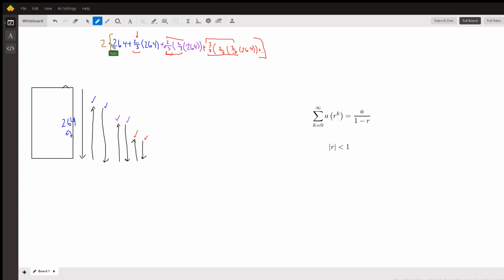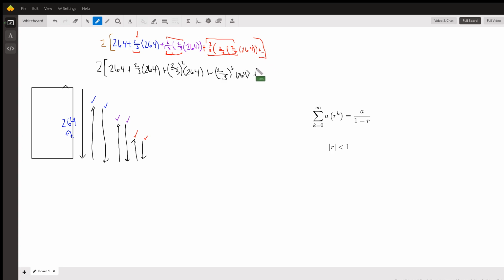so what I'm going to do is I'm going to rewrite this as 2 times 264 plus 2/3 times 264 plus, and instead of 2 of these, I'm just going to write 2/3 squared times 264 plus, and then there's 3 of them, so 2/3 cubed times 264. And hopefully you can notice the pattern that's going to keep going.